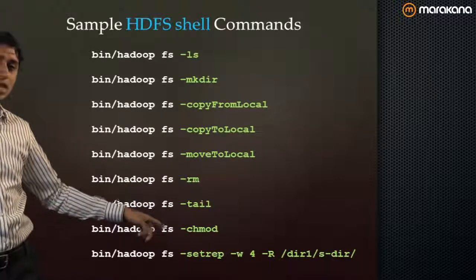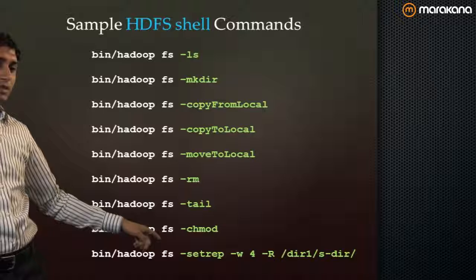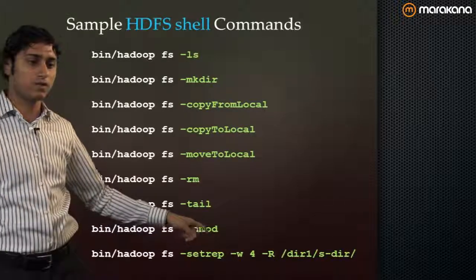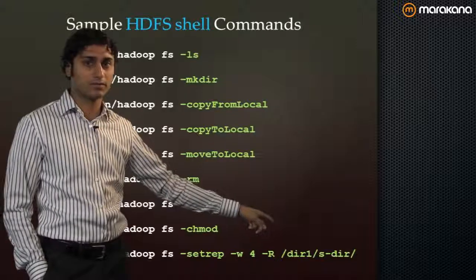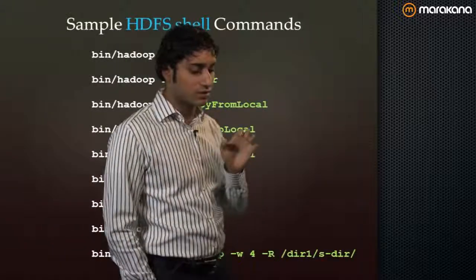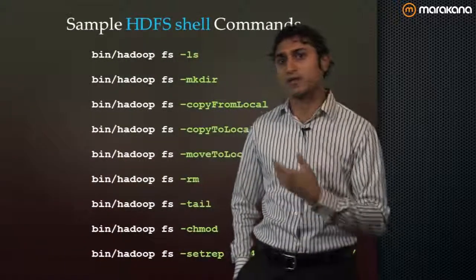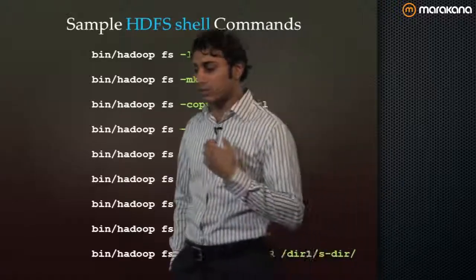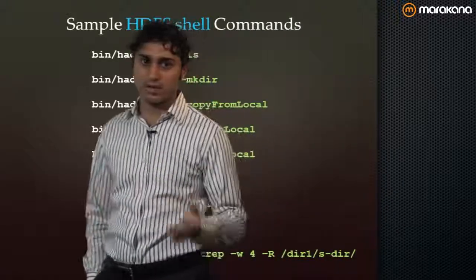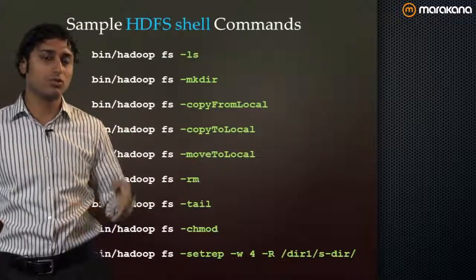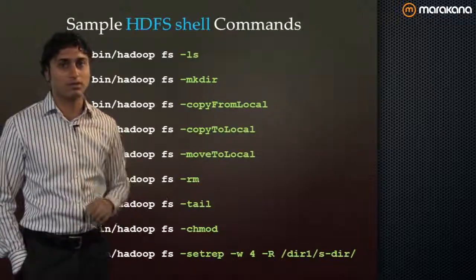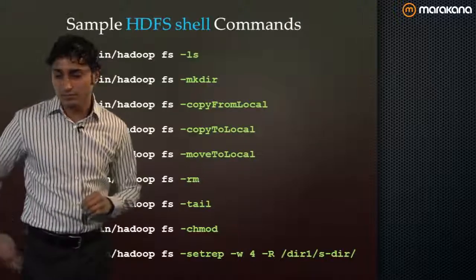This longer command at the end is changing the replication factor to 4 recursively for everything within this subdirectory. Let's say you previously stored something in that subdirectory with replication factor 3, and you want to add more resiliency to the file system. You can up that replication factor to 4, or you can bring it down to 2 or 1 after you've actually loaded the files into HDFS.